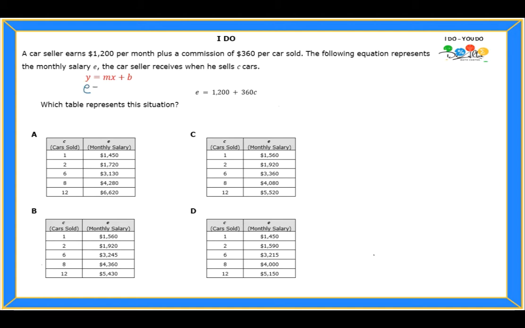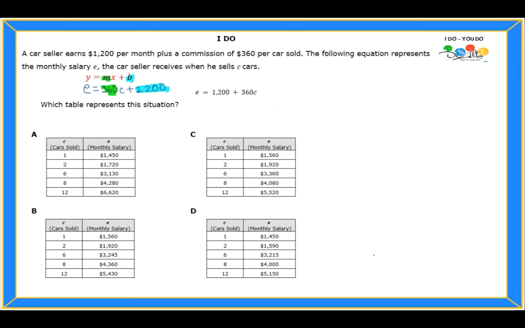So I have E equals, right? Now notice how 360 has the letter C. So that is your slope. So I'm going to write it down first, and I'm going to keep the C. Plus 1,200. So now I can see that my slope is 360, and my y-intercept is 1,200.